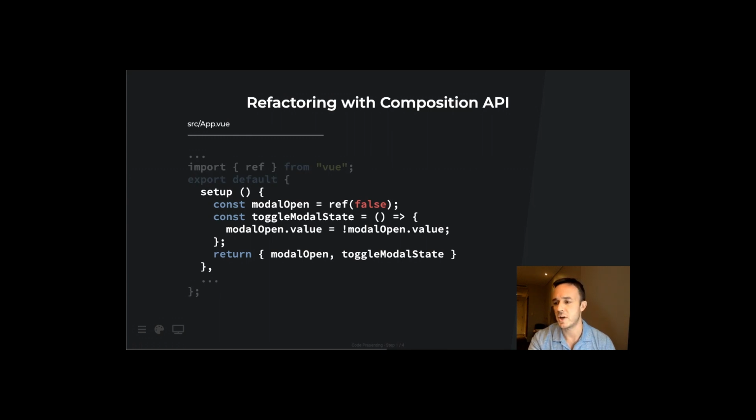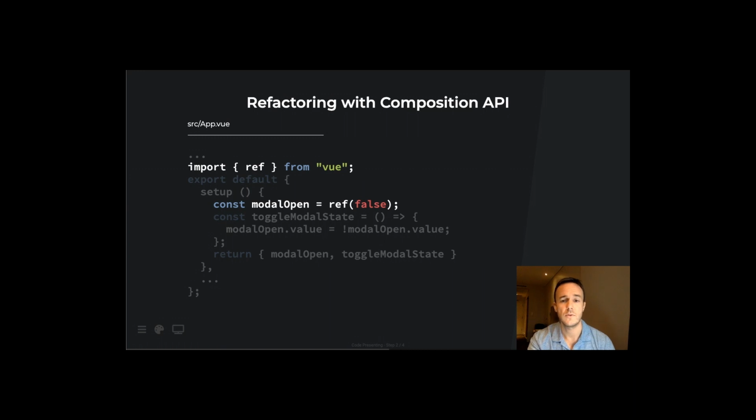So components using the composition API define their functionality in this setup method. And using this method means that we don't need the data config, we don't need the methods config or any other options really. Now, since this is just a refactor, we're still going to have the same functionality as before. It's just that we've changed how we create it. So firstly, our data property modal open. One way that you can create reactive variables if you're using the composition API is to use this ref API method.